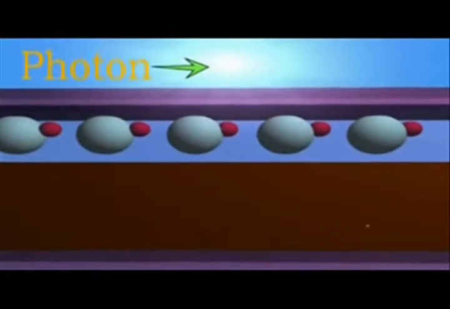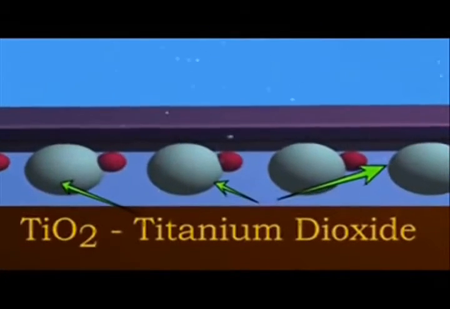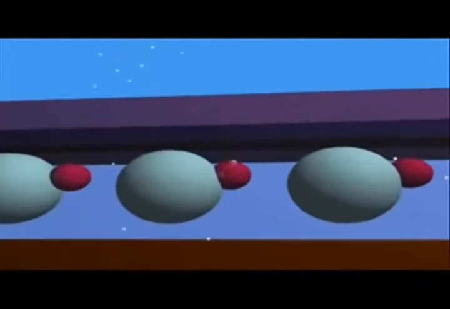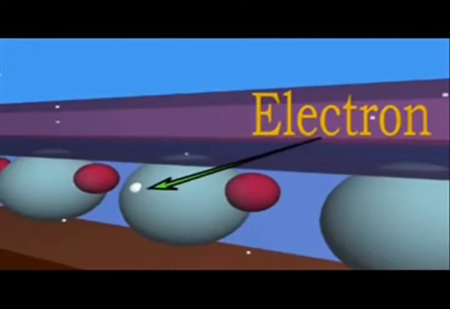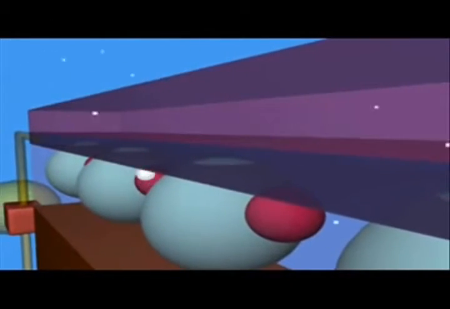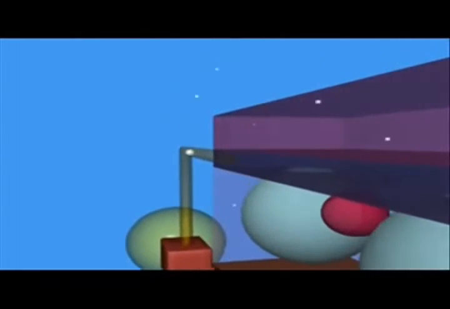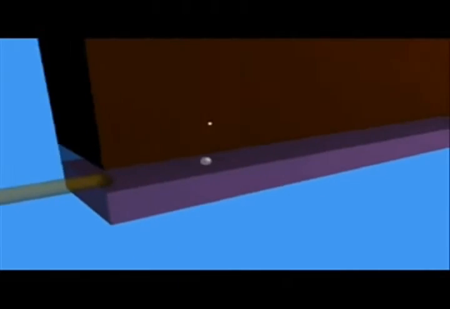A photon strikes a dye molecule absorbed on the surface of the TiO2, causing an excited state which releases an electron into the TiO2 that exits through the conductive layer. The electron does its work and returns to the cell via the bottom conductive layer.